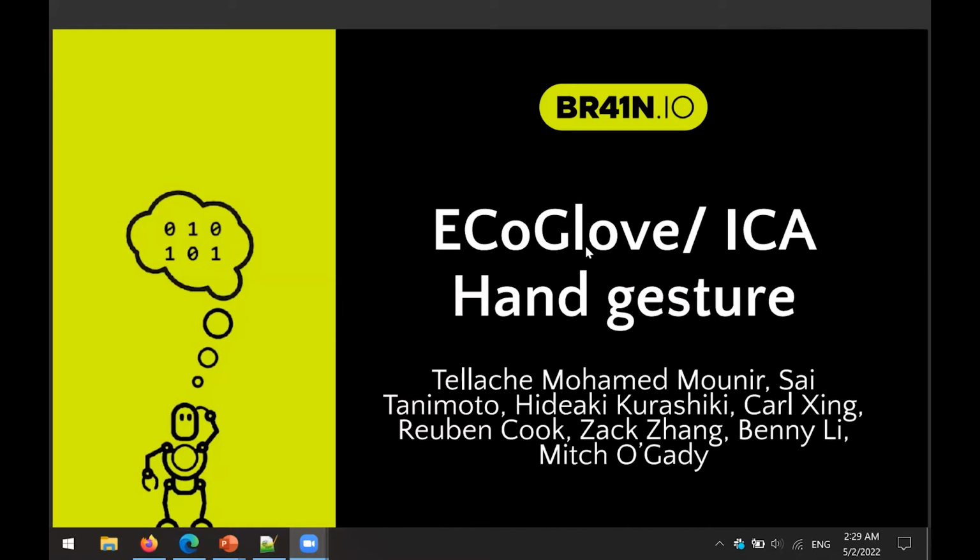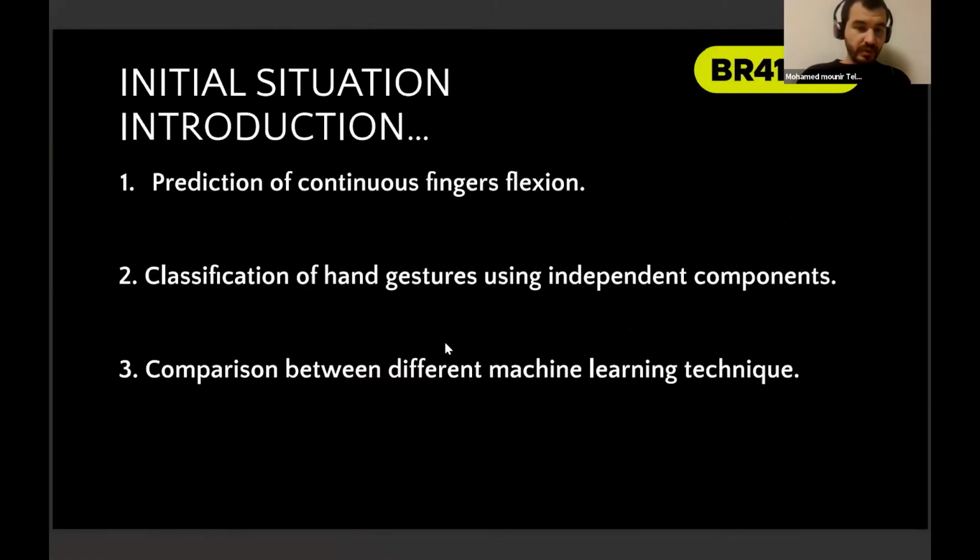Our team is eGlove. We tried to get three things done. First, our most ambitious goal was to predict the continuous finger flexion. Then we wanted to see if we could classify hand gestures, but this time using independent components in order to reduce the load on real-time interfaces. And also, we did a comparison between different machine learning techniques in the classification task.